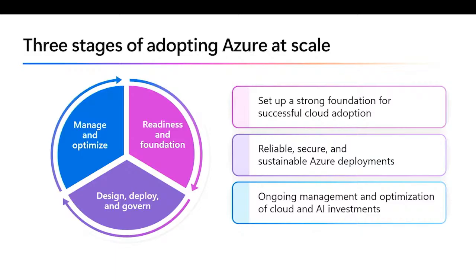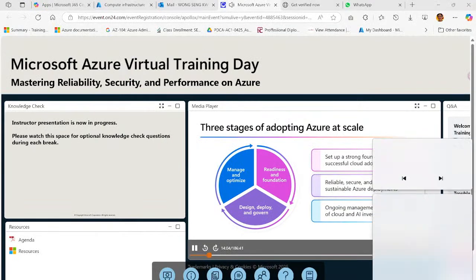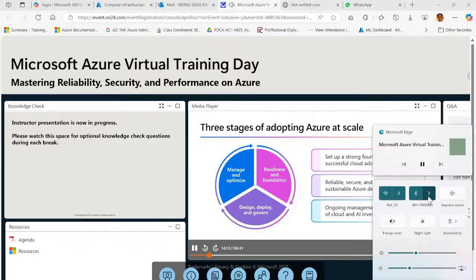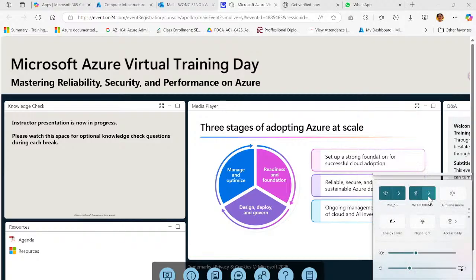So the 3 stages of adopting Azure at scale. We're currently living in a time of significant technological innovation. That means there is a huge opportunity in front of us to modernize cloud environments and accelerate growth. So with that, we think about setting up a strong foundation and the 3 stages. We look at manage and optimize, we look at readiness and foundation, and finally we look at design and deploy. And as you can see, it's a cycle. Right? So you're constantly going in a cycle and constantly hitting these 3 stages.